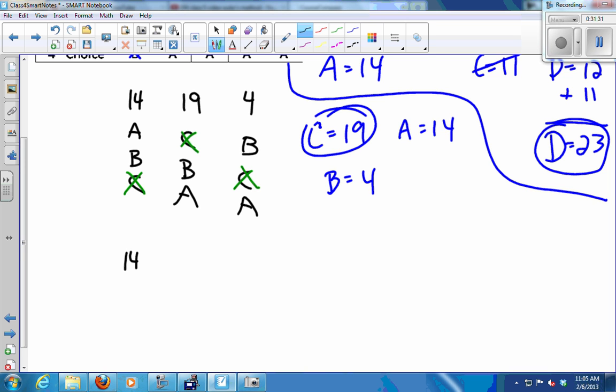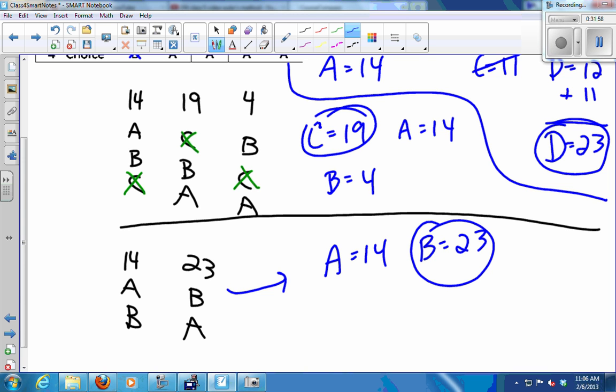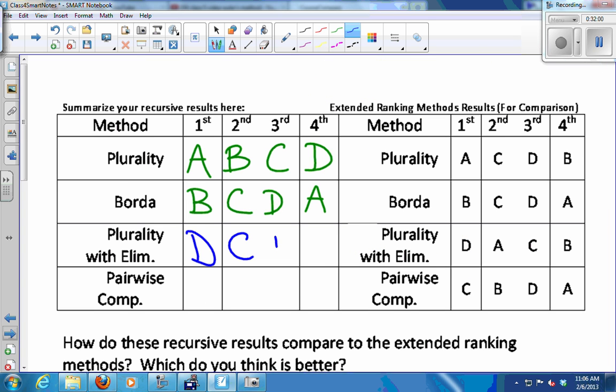I have 14 people that would vote A, B. Everyone else would vote BA, right? Because both of these columns become BA now that C is gone. So that's 23 BA. So A has 14, B has 23, B wins. So B gets third place and A gets last. So we have DCBA.